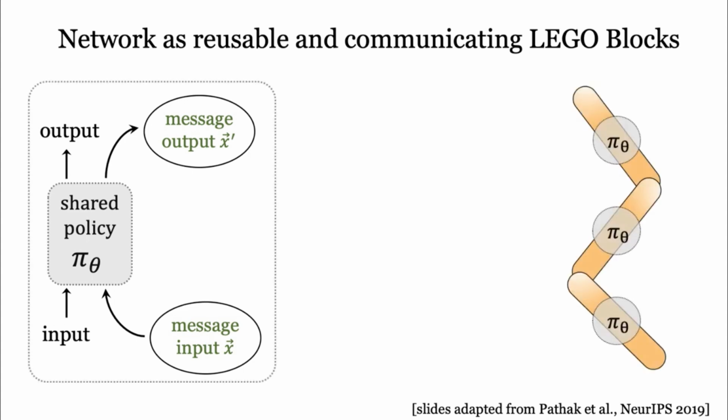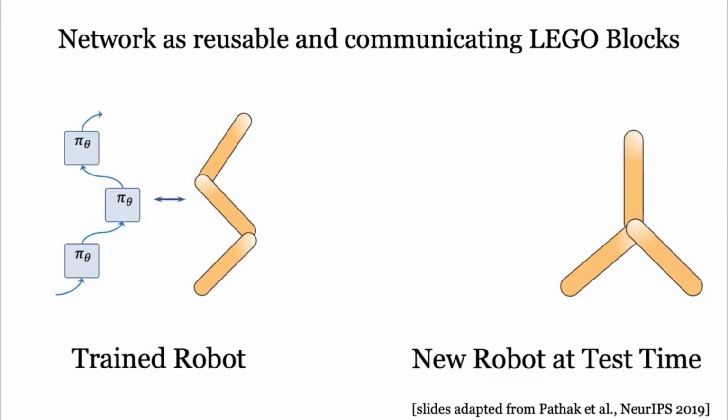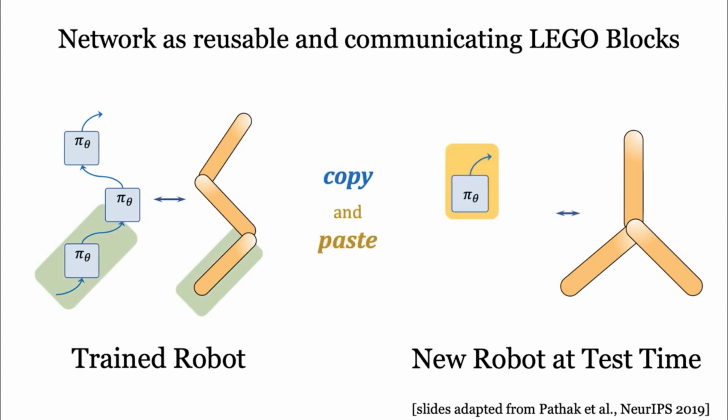Now the policy is fully modular in the sense that it's just like Lego blocks. For example, if we have an agent like this on the right, we simply copy the same policy 3 times for each of the limbs. Then the 3 networks communicate with each other through messages. Furthermore, if we have trained a modular policy on a robot like this on the left, say we're given a new robot at test time on the right, what do we do? We simply copy the modular policy and paste it to the desired location again and again.